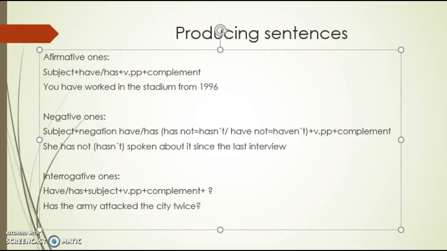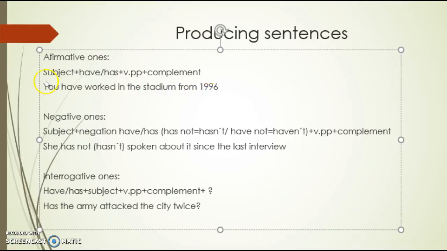We can use, for example, the present perfect tense to talk about experience. It's like saying I have the experience of, or you can also use this tense to say that you have never had a certain experience. But it's not used to describe a specific event. For example, here we have the sentence: you have worked in the stadium from 1996.